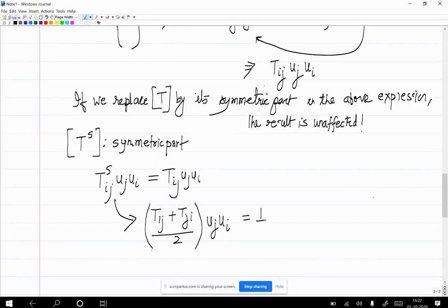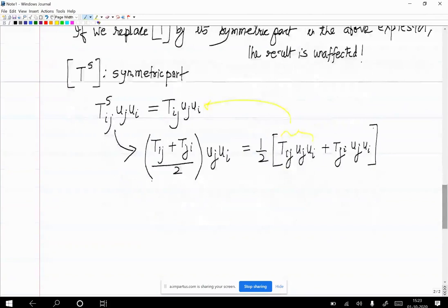So this is then half of Tij Uj Ui plus Tji of Uj Ui. Okay. Now you see that this expression is there on the right hand side. But what do we do with the second expression?